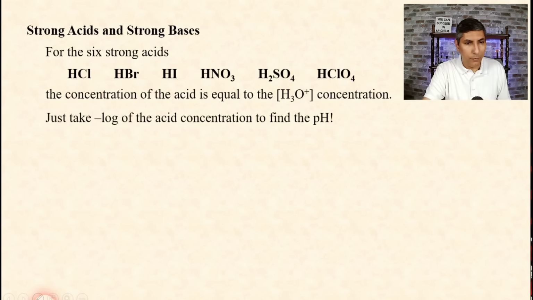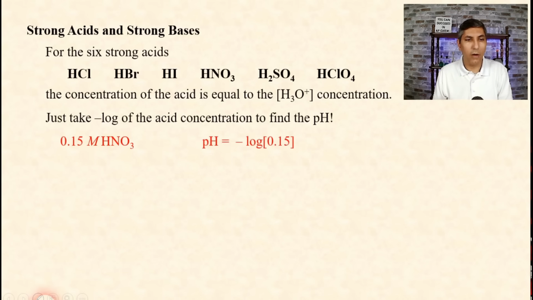And so, for example, if we want to find the pH of a strong acid, all we have to do is take the negative log of that strong acid's concentration. So for example, if you have a question where it's 0.15 molar nitric acid, you have to remember that nitric acid is a strong acid. So to find the pH, you just take the negative log of 0.15, and you find that the answer is 0.82. Now, how about the strong bases?